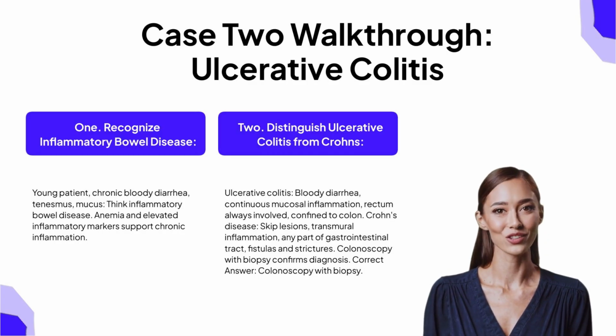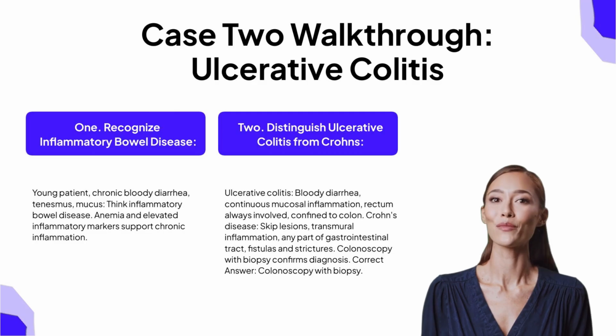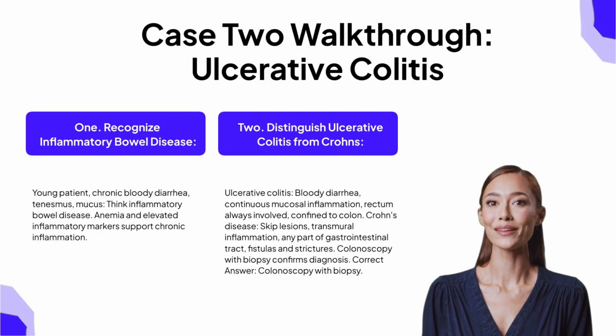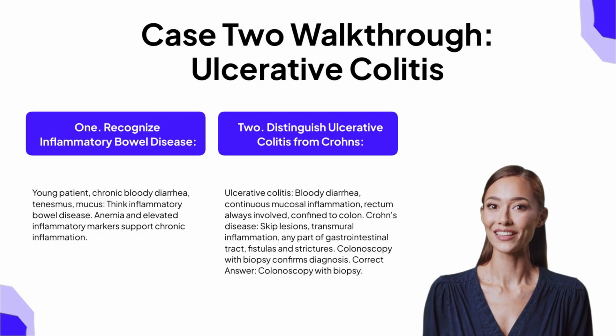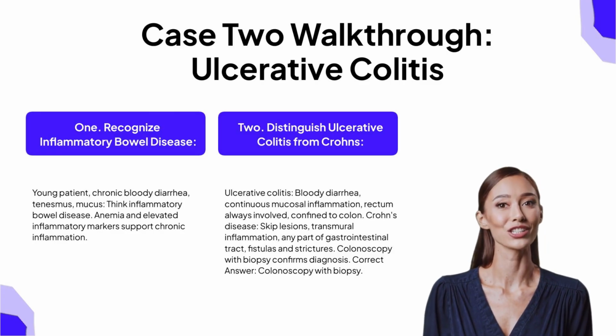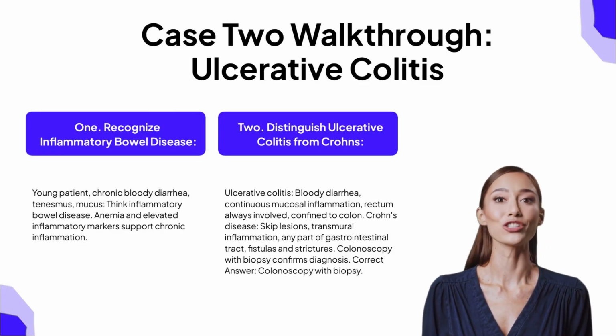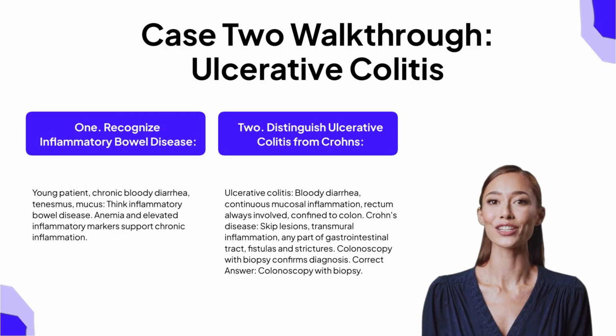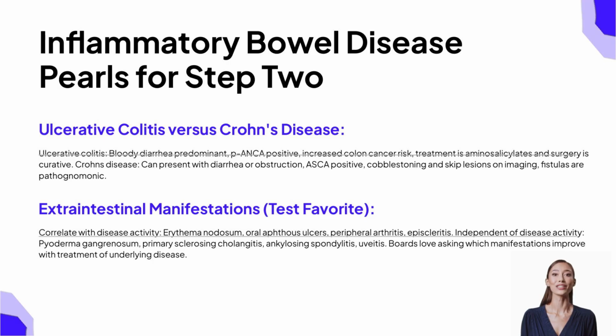The definitive diagnostic test for both is colonoscopy with biopsy. That is your answer. Remember, ulcerative colitis shows continuous inflammation starting from the rectum, while Crohn's shows patchy transmural inflammation anywhere in the GI tract. This slide is gold for Step 2. Boards love testing the differences between ulcerative colitis and Crohn's disease.